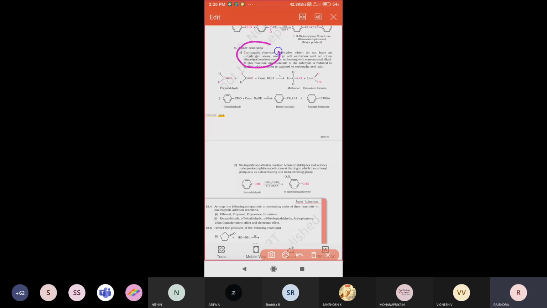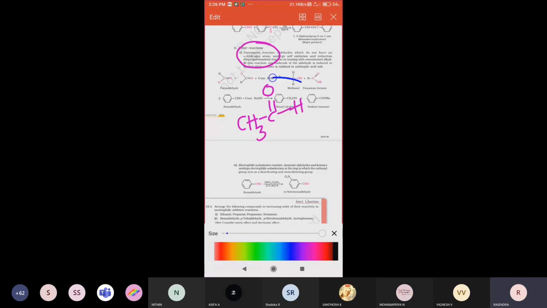Next one is the Cannizzaro reaction. The Cannizzaro reaction is one where no alpha hydrogen atom is required. For example, if we take acetaldehyde, CH3CHO is present there. The carbon adjacent to the functional group is nothing but the CH3 group. This is called the alpha hydrogen atom.